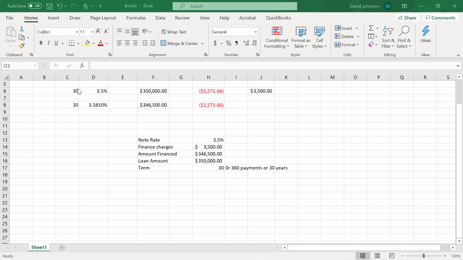It's a 30-year loan. The borrower is borrowing $350,000 and they have a payment, principal and interest only, of $1,571.66. It shows red because it's negative. A payment in financial terms shows negative.